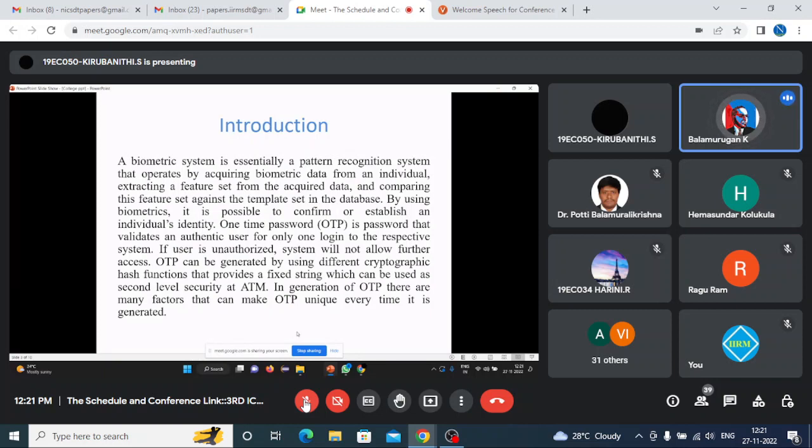One-time password (OTP) is a password that validates an authentic user for only one login to the respective system. If the user is unauthorized, the system will not allow further access. OTP can be generated by using different cryptographic hash functions that provide a fixed string which can be used as a second-level security at ATM. In generation of OTP, there are many factors that can make OTP unique every time it is generated.